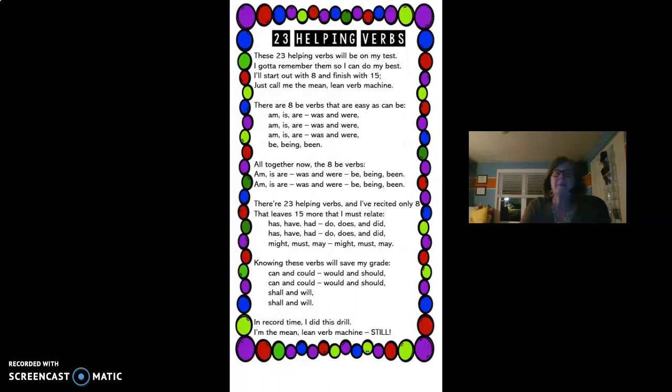These 23 helping verbs will be on my test. I gotta remember them so I can do my best. I'll start out with 8 and finish with 15. Just call me the lean, mean verb machine. There are 8 be verbs that are easy as can be. Am, is, are, was and were, be, being, been. All together now, the 8 be verbs: am, is, are, was and were, be, being, been.